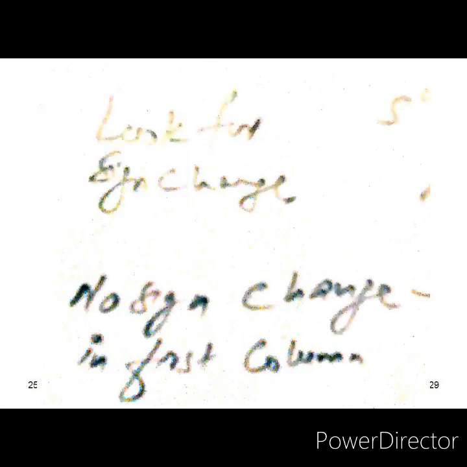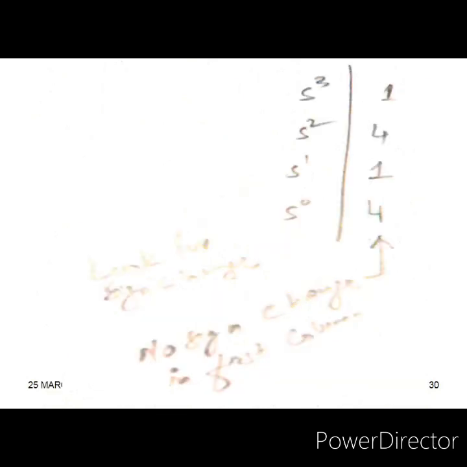Now what to do next? Look for the sign change. In the first column, is there any sign change? There is no sign change in the first column. We have 1, then 4, then 1 and 4. As we move from top to bottom, 1, 4, 1, 4, all are positive numbers, so there is no sign change.